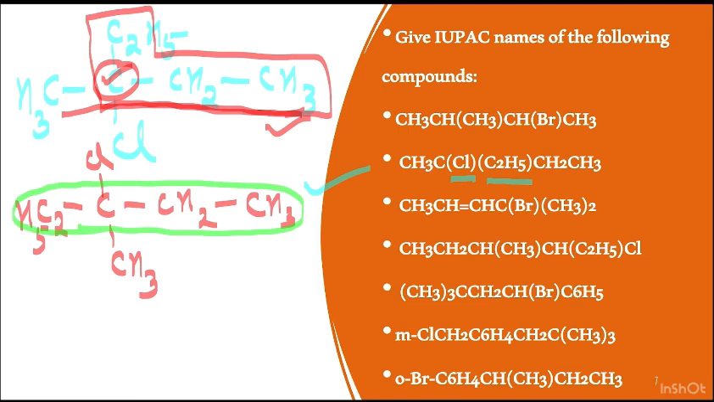Now the name is, if I come from this side, 1, 2, 3, third carbon. From this side also third carbon. So number from any side, both the substituents are on the same carbon. So the name is 3-chloro, 3-methyl, pentane.